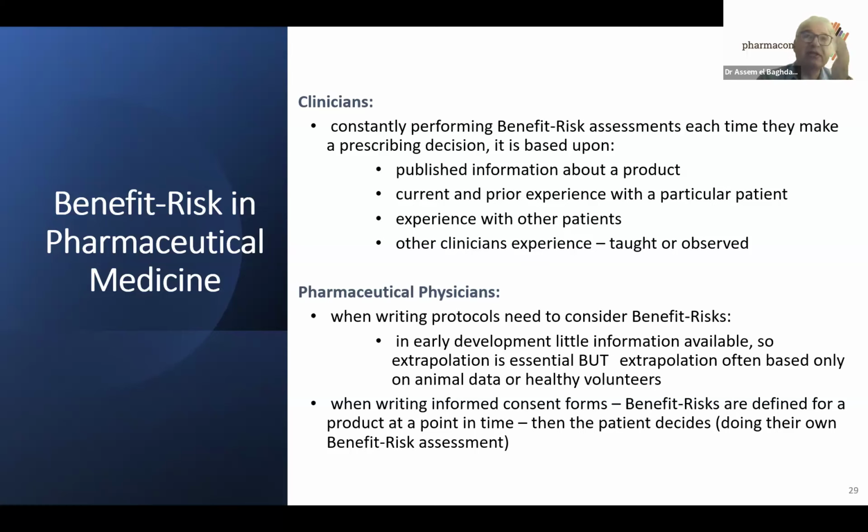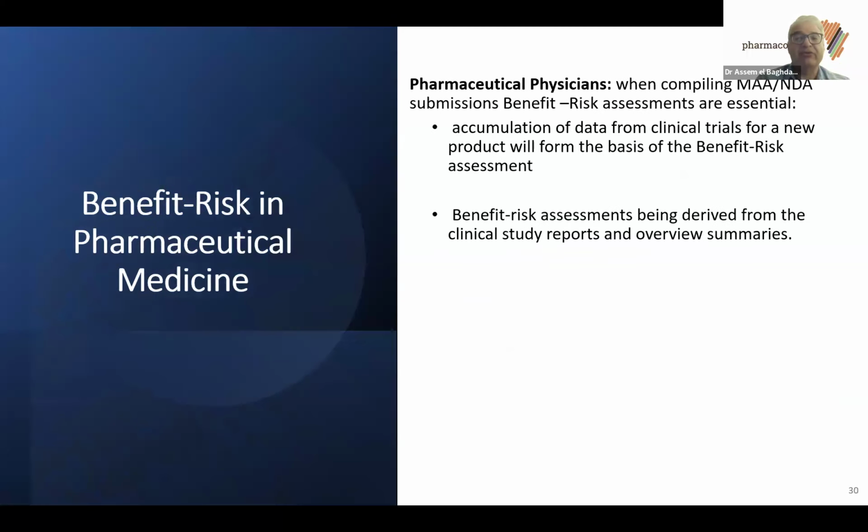Sometimes, in the middle of the study, more information comes in, and the sponsor and the pharmaceutical physician have to update that ICF and go back to the regulatory authority and say, we have new information, this is the information, and this is how it is reflected in the ICF. Okay? And the same happens when we prepare for the submission at the end of the clinical trial.